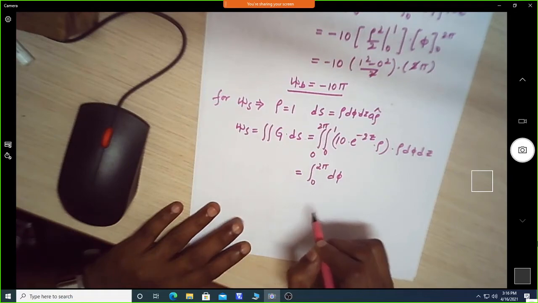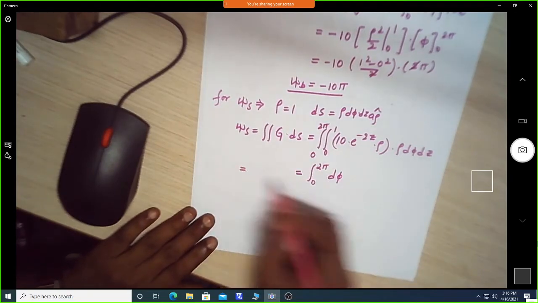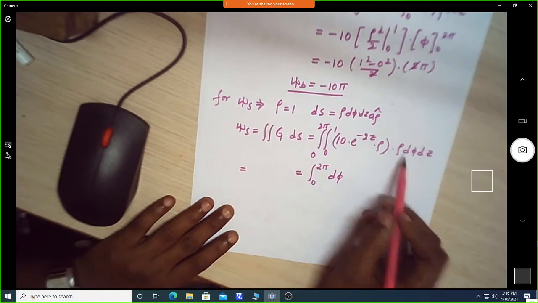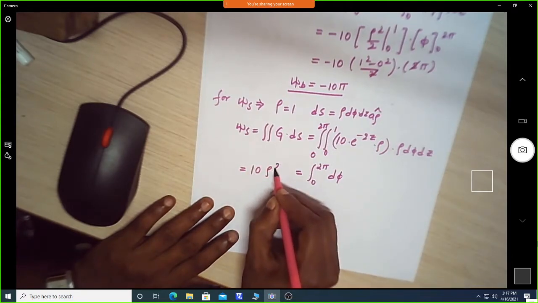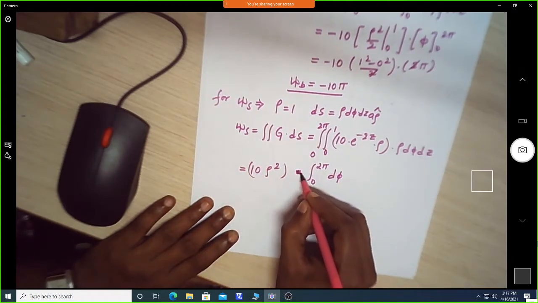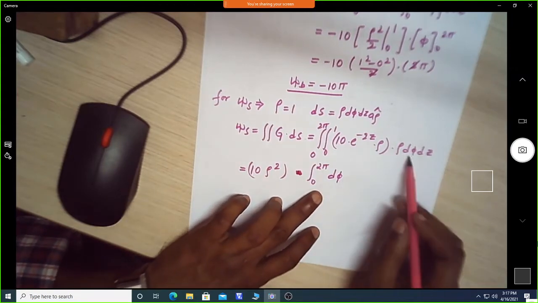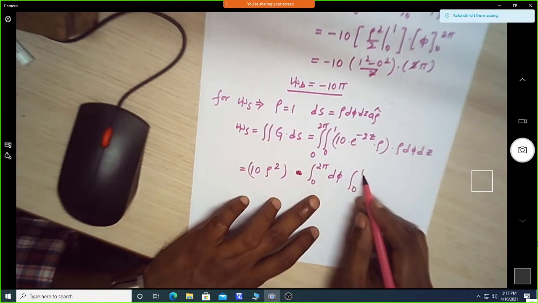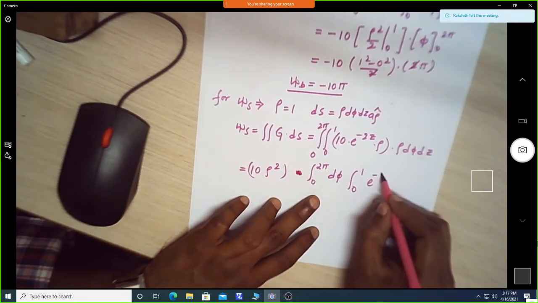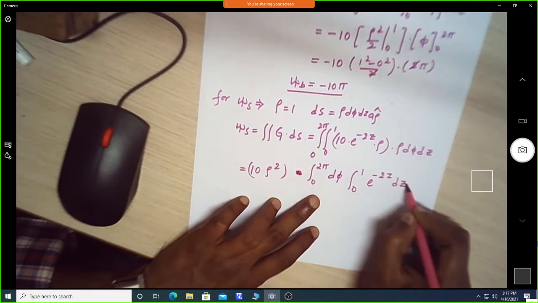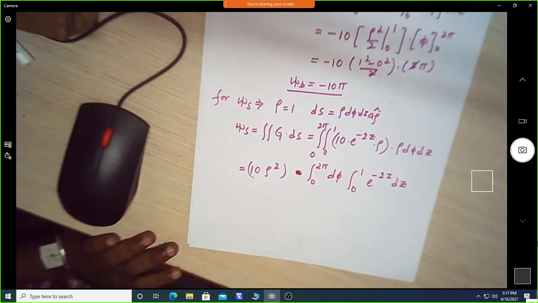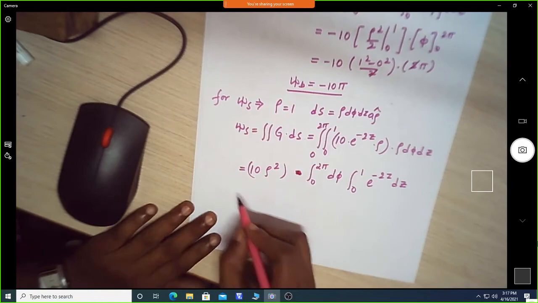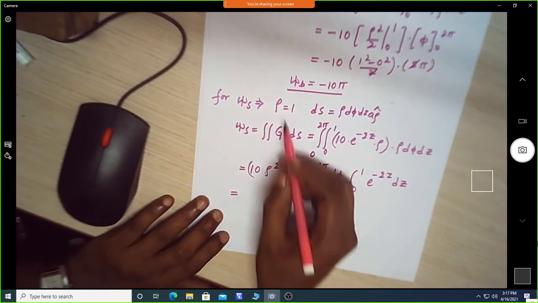Now we can take out the constant terms here. The constant term is 10 rho square, and with respect to phi it is d phi from 0 to 2 pi, and the variation of z is 0 to 1. So the z component is e power minus 2z into dz. Is it clear in this one? Any doubt? Now we can put in the value of rho, which is equal to 1.